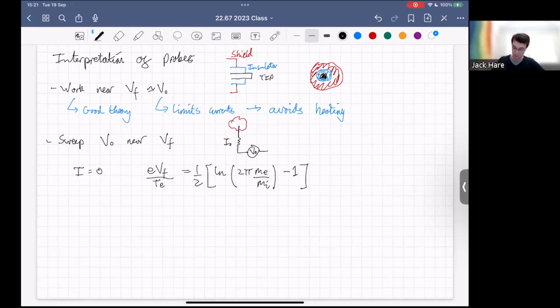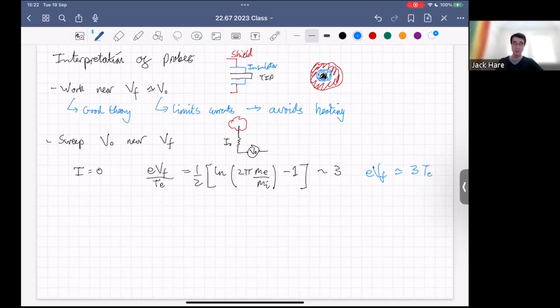And if you put those in for something like hydrogen, you get about 3 here. And of course, it doesn't matter if it's not really hydrogen because we've got a natural logarithm here, so it changes slowly. The point here is that this says that your floating potential, VF, E times VF at least, is about 3 temperature units.